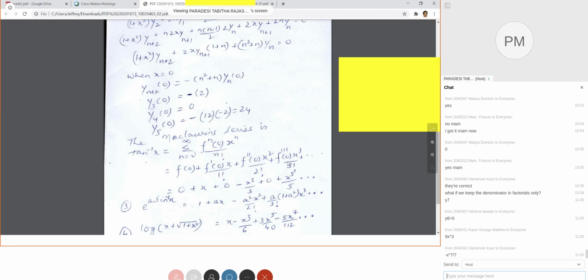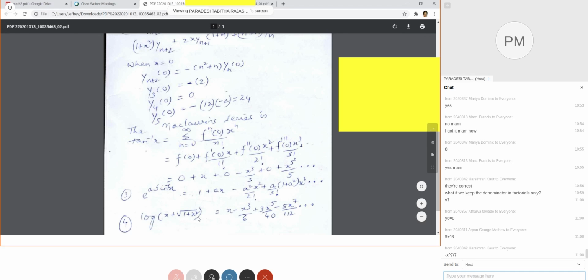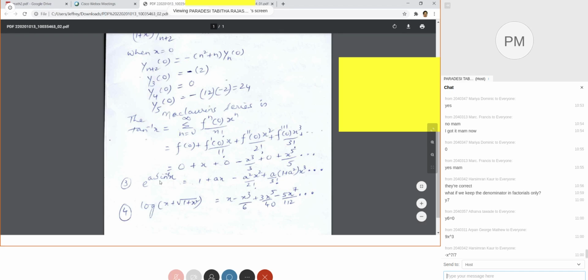Right. Okay, so I hope it is clear. This is another two questions I have mentioned here for you to try for yourself. The first one is e power a sine inverse x, and the next one is log of x plus square root of 1 plus x square. Use the same approach, solve these questions, and you are able to get the right hand side expression.